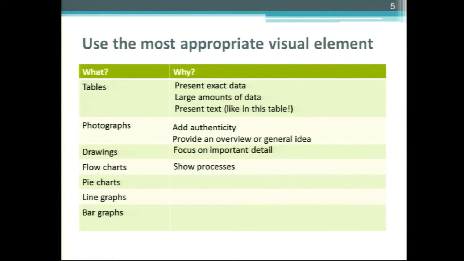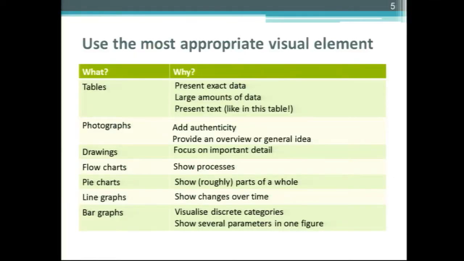Flow charts, as I said, show processes. Pie charts are used when you have a whole, 100% of something, and you want to show how that is broken down into the component parts. That's what a pie chart is good for, show the parts of a whole. Line graphs, as I say, are very good for showing changes over time. So whenever you have different measurements of something taken over a period of time, a line graph tells us right away. When we see that line, we think, aha, there's movement here, there's movement over a time period.